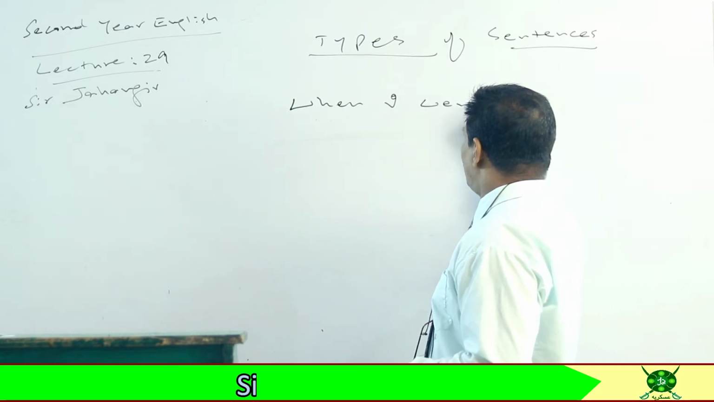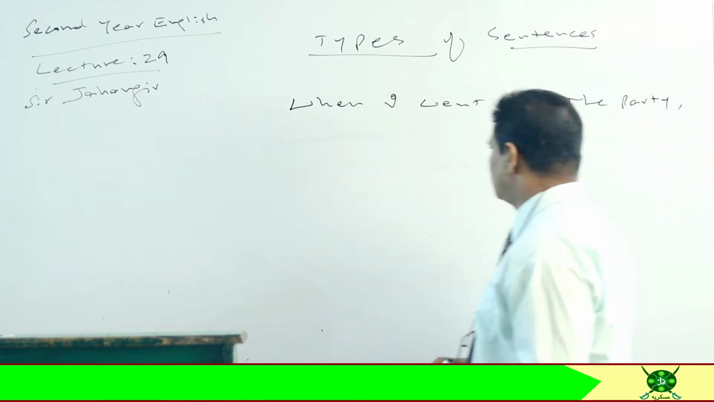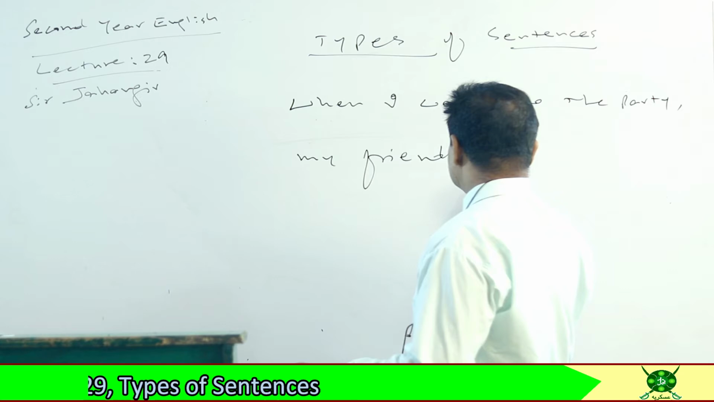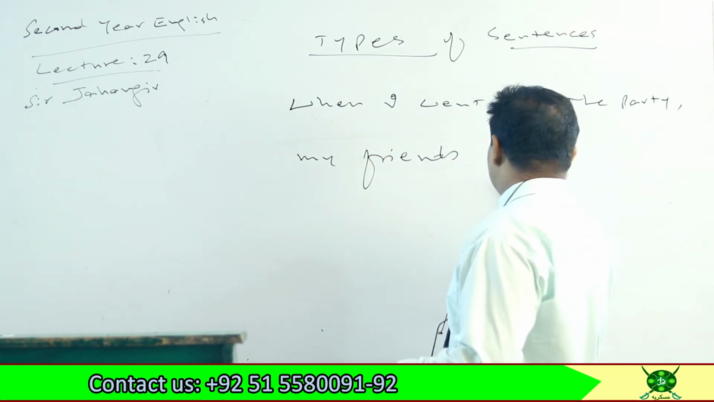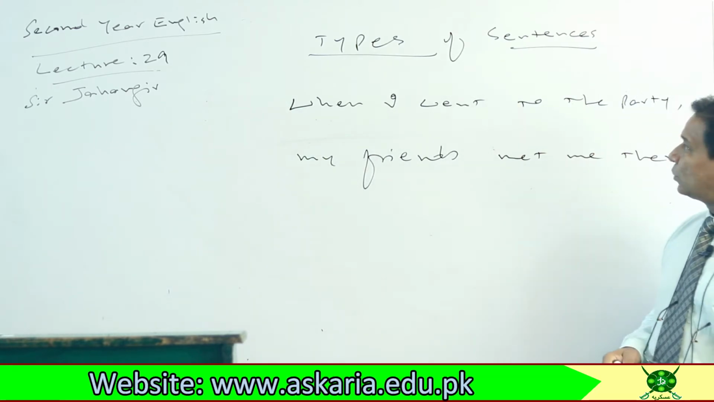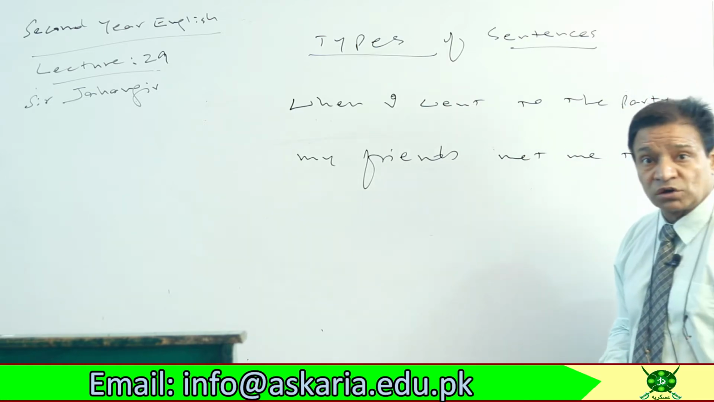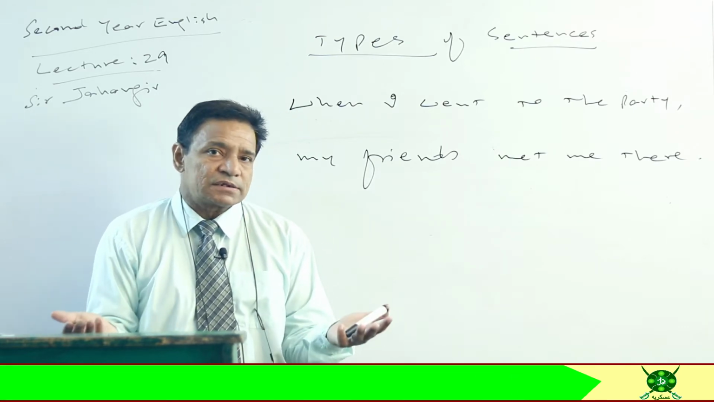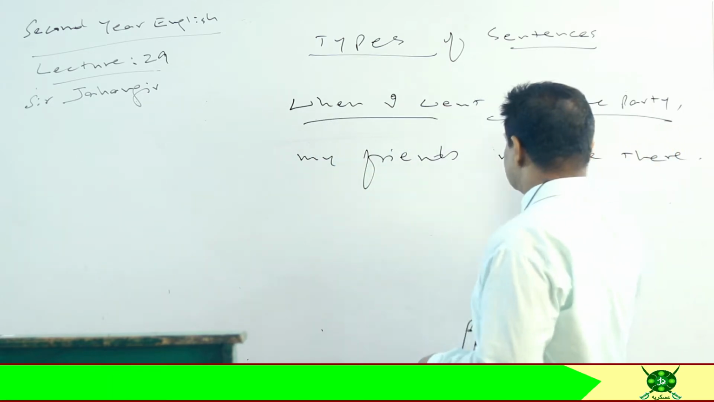For example, when I went to the party, my friends met me there. Look here, there are two clauses. When I went to the party, is it complete? Not. When I went to the party, the sentence is not complete. It's not giving us the complete meaning. So this is called dependent clause.